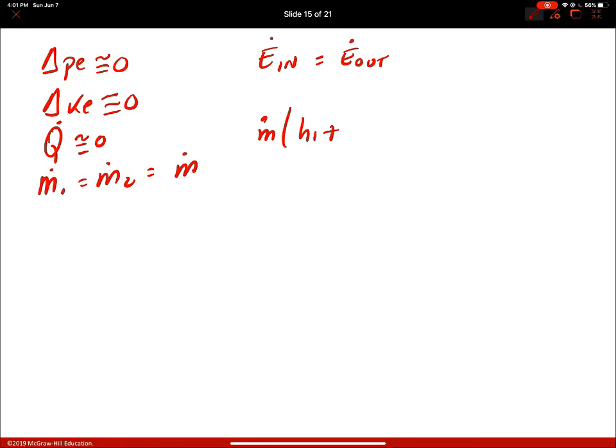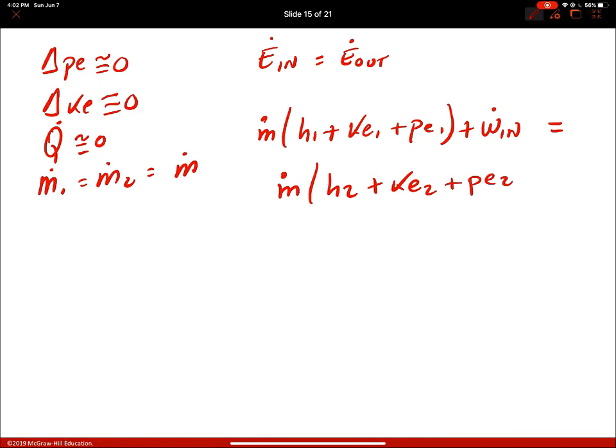plus, let's say, KE1 plus PE1. What happens with the compressors? The compressors will require energy. Therefore, the work will be coming into your system. With the turbines it was different. In the turbines, the work was produced by the system. In compressors, pumps, all of them, they will require power. So now I need to add a work coming into my system. And this equals mass flow rate of H2 plus, let's call it KE2 plus PE2.